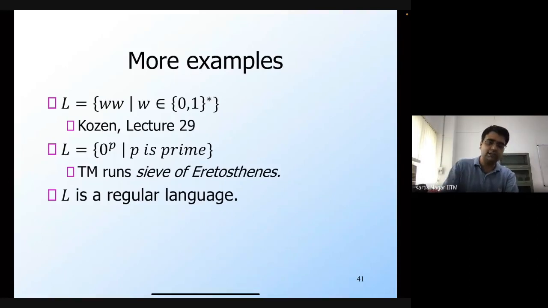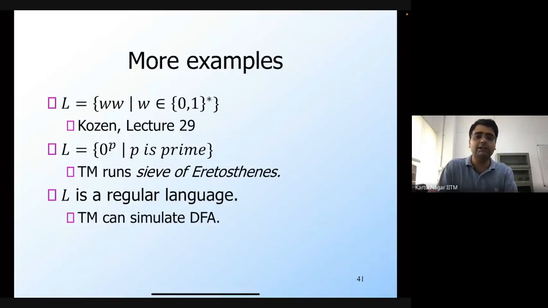So let's look at a regular language. A regular language is also a recursively enumerable language; in fact, it's a recursive language. So there exists a Turing machine which can define that language. You can simply simulate the DFA of the language, so the TM can simulate the DFA of the language.